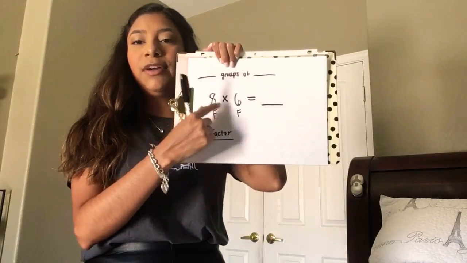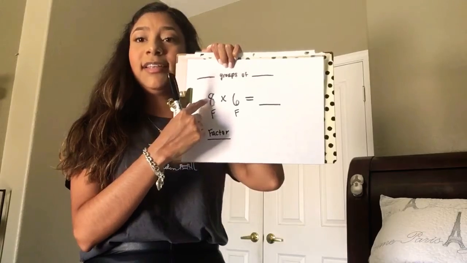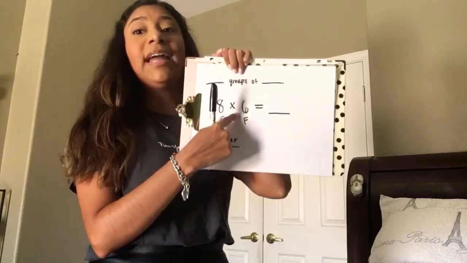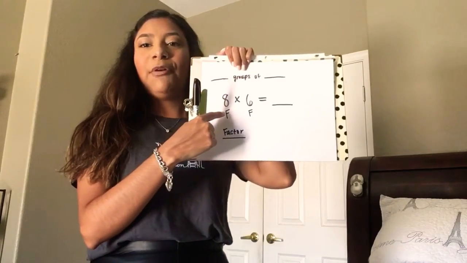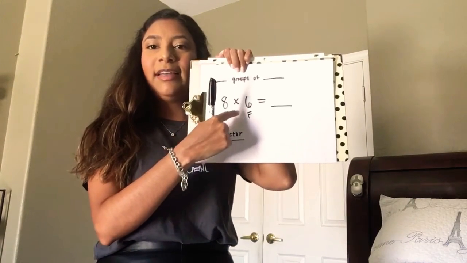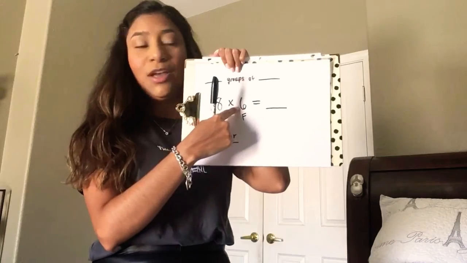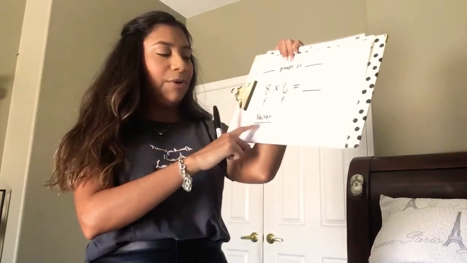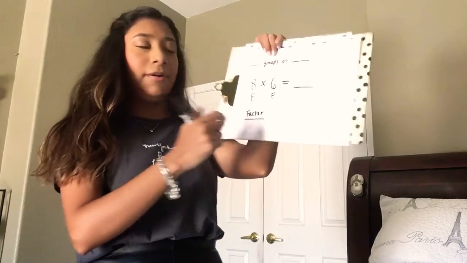So we have two very special numbers here. We have an 8 and we have a 6. My 8 and my 6 are both factors. So I wrote an F under my number 8 and an F under my number 6 so that we can show that these are both factors. And I have the vocabulary word here at the bottom.